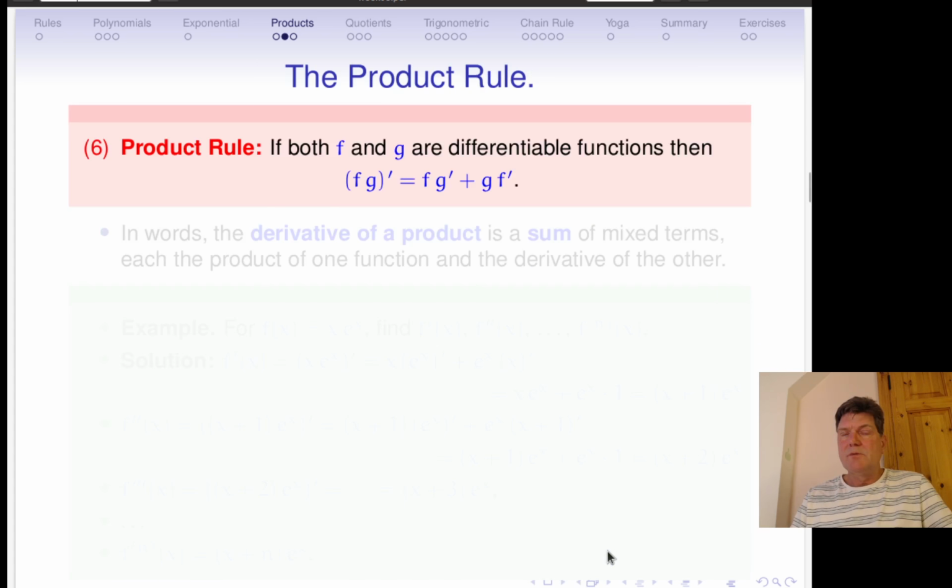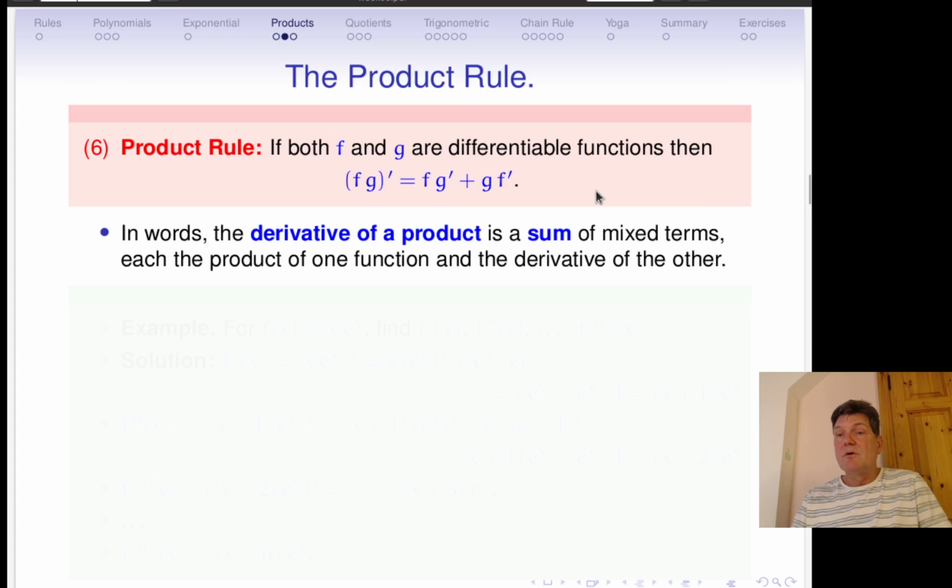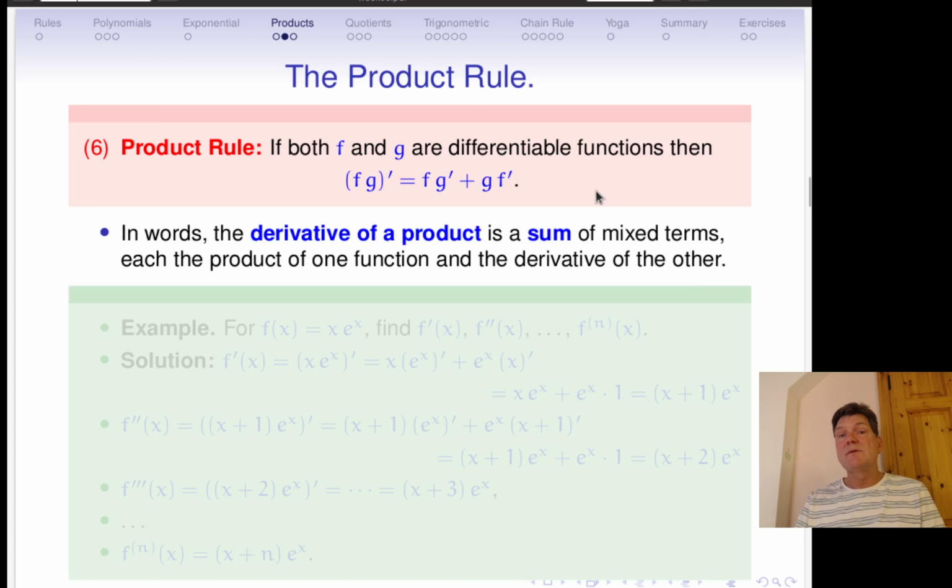Or in prime notation, if both f and g are differentiable functions, then f times g prime is f times g prime plus g times f prime. The derivative of a product is a sum of two mixed terms, each being the product of one of the functions and the derivative of the other.